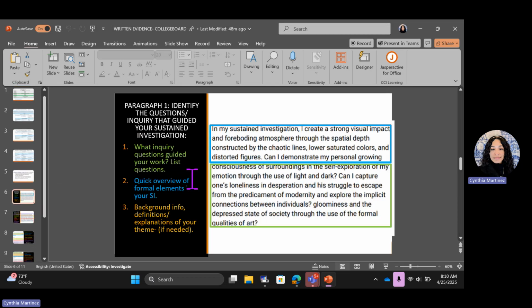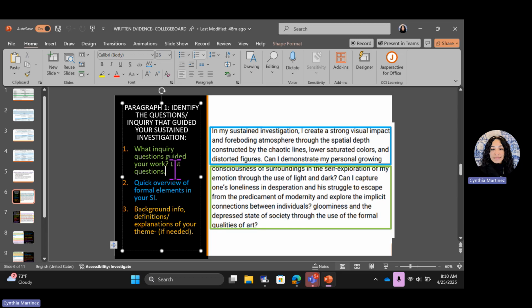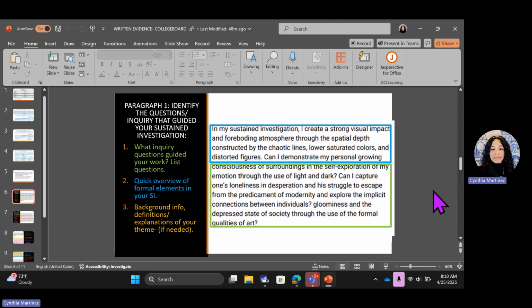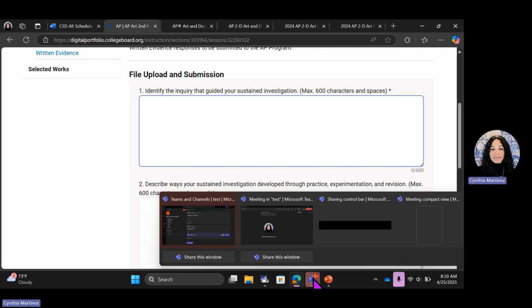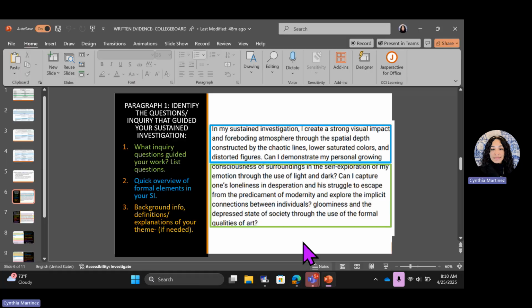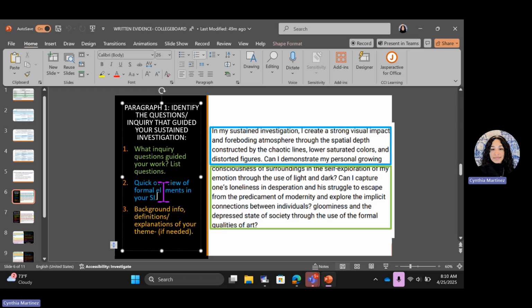So the first question you're going to answer is, what inquiry questions guided your work? And you're going to list the 3 questions. So go ahead and type them in right here in the first box. You should have those inquiry questions written in your sketchbook. Go ahead and write them down. After you have typed those questions out, you're going to do the second question.